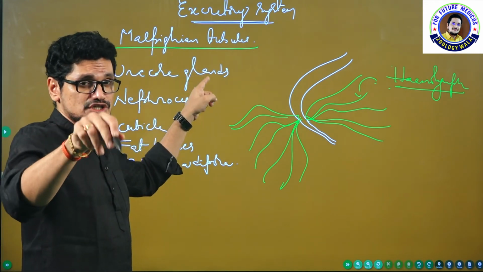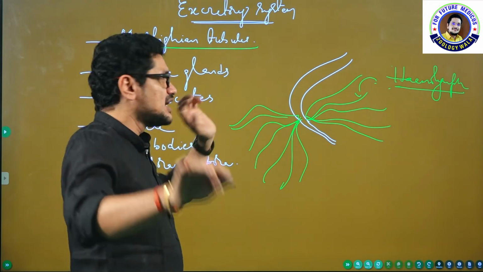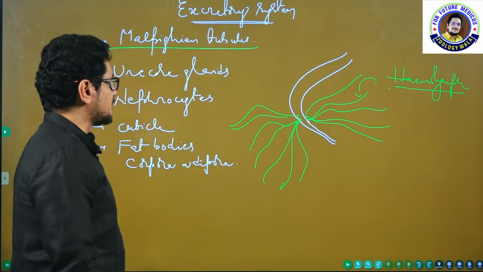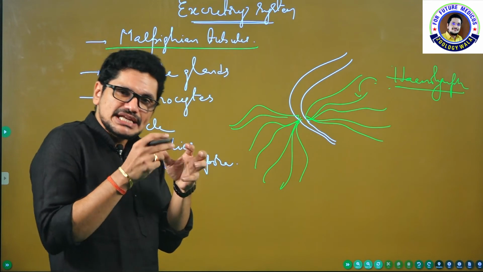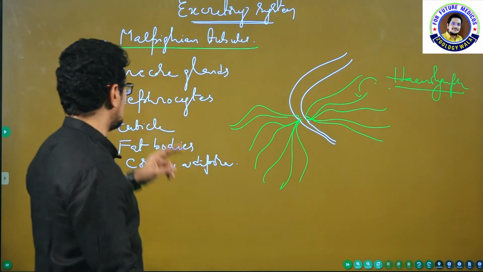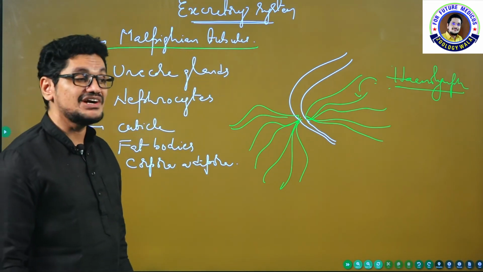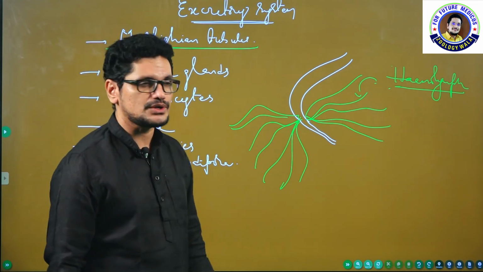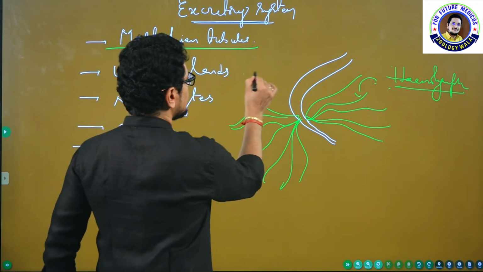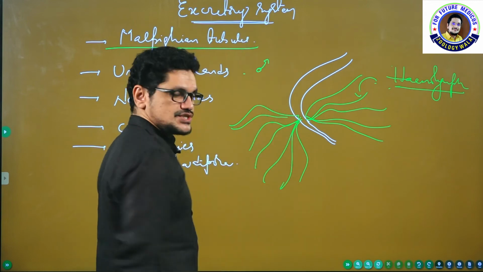M-A-L-P-I-G-H-I-A-N. There is another alternative spelling given at some places, but I am taking this spelling as the standard spelling. As the diameter is less than a tube, we are going to call it a tubule. And what are these urecose glands? I will tell at the time of the male reproductive system of cockroach. Urecose glands are seen only in male cockroaches.